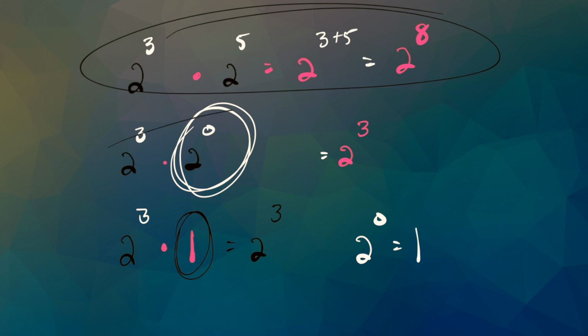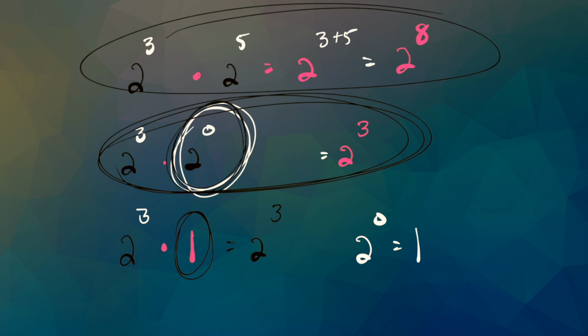But if that were true, then it couldn't be the case that 2 to the 3rd times 2 to the 0 also obeys the rule that you add those powers together. We know 2 to the 3rd is not 0, and so if 2 to the 3rd times 2 to the 0 is 2 to the 3rd, some non-zero number, 2 to the 0 cannot itself be 0. It has to be 1 instead.